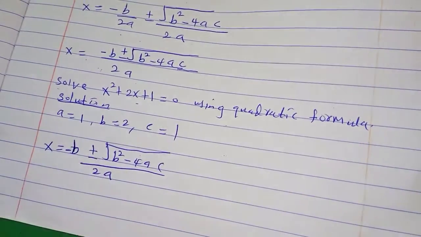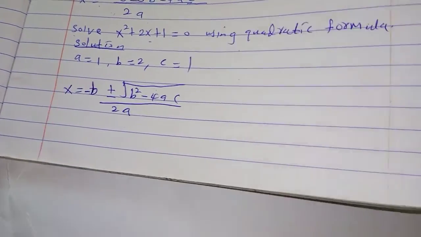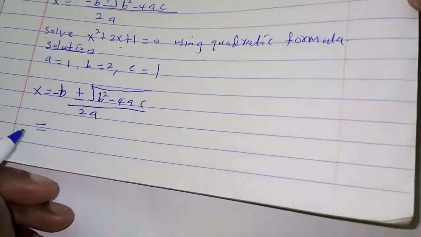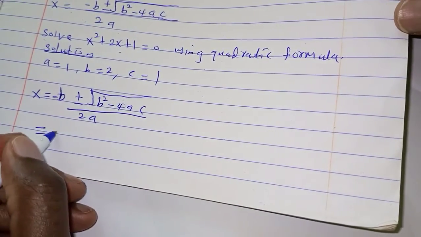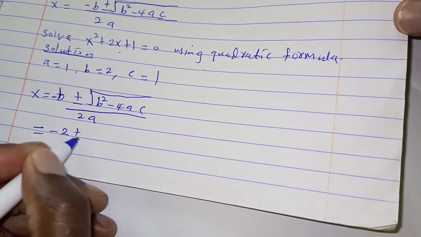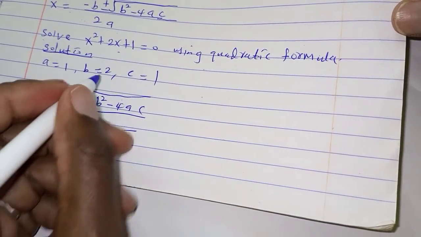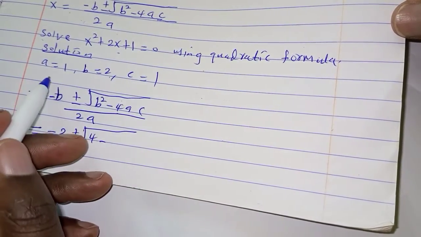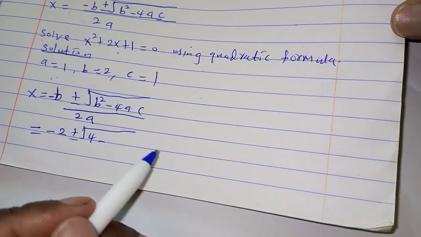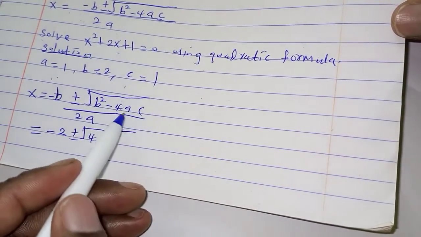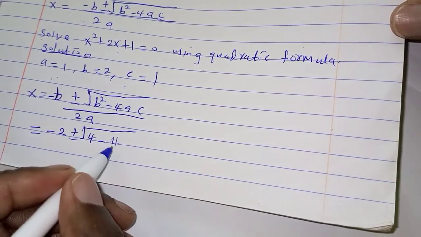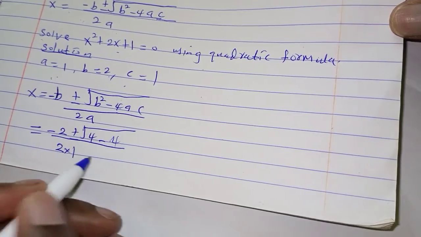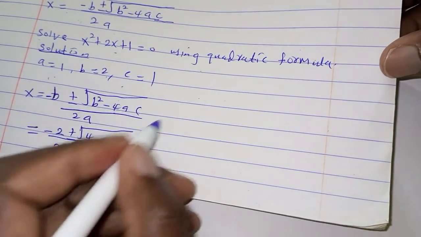Then you substitute your values. So, x is equal to, substituting, minus 2 plus or minus the square root of 2 squared, which gives us 4, minus 4 times a, which is 1, times c, which is 1, so 4 times 1 times 1 is 4, divided by 2 times a, which is 2 times 1.